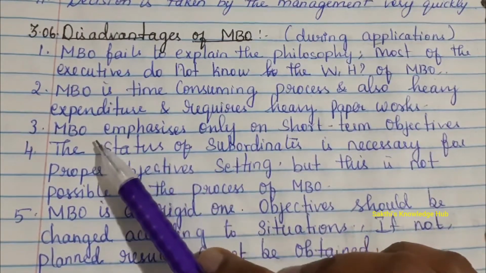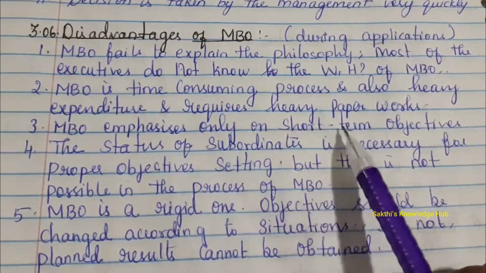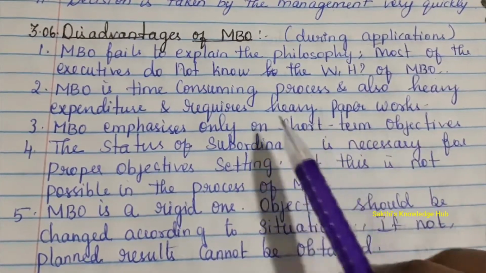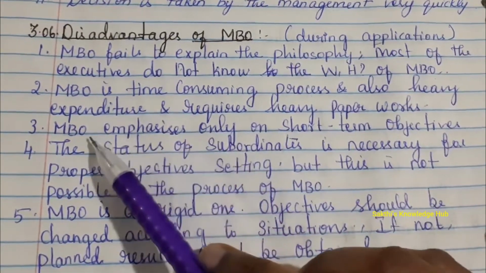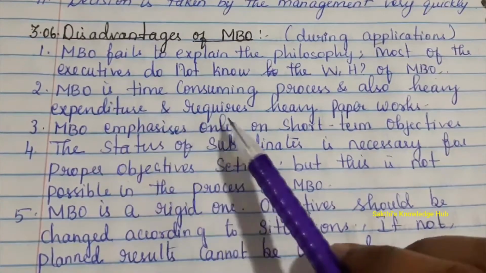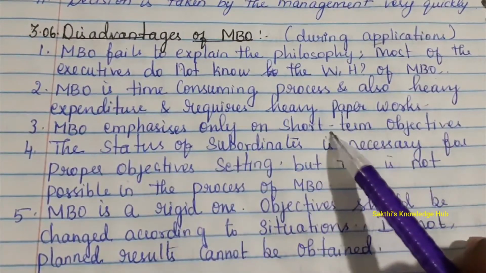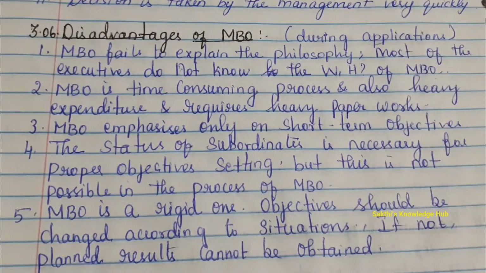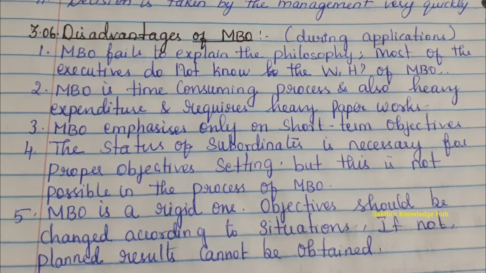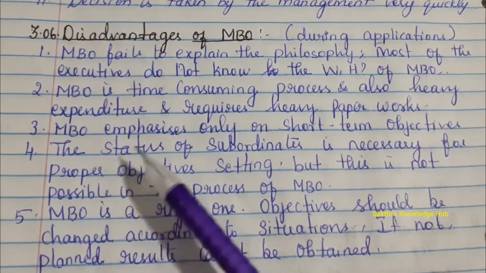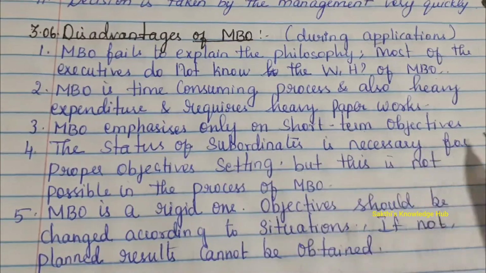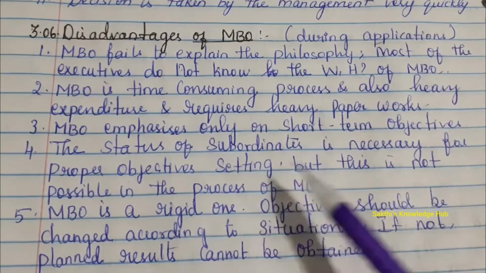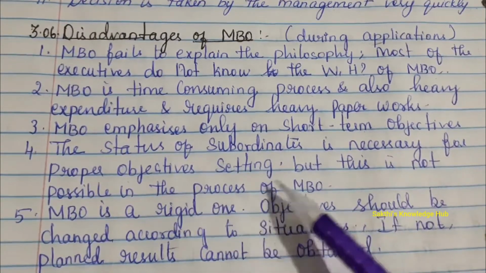And the third is MBO emphasizes only short term objectives. Some authors or some people feel that MBO will be possible only in the situation where the organization is about to achieve its short term goal, and they are insisting it is not applicable to long term objectives. The next is the status of subordinates is necessary for proper objective setting, but this is not possible in the process of MBO.